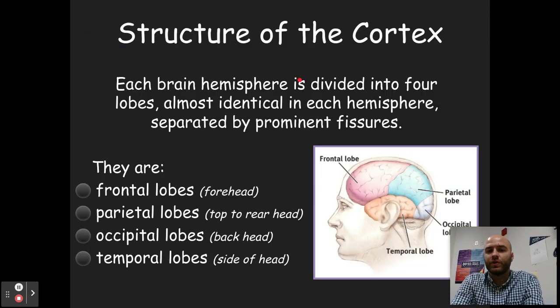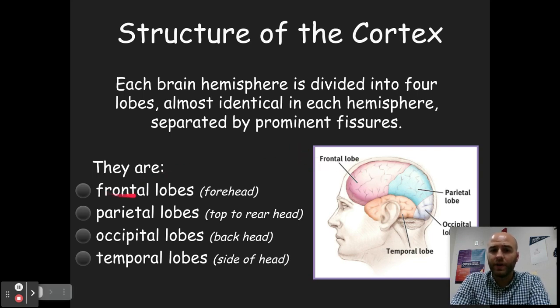So the structure of the cortex, each brain hemisphere is divided into 4 lobes. They're almost identical in each hemisphere, and they're separated by some prominent fissures that separate each part and help us delineate which parts of the brain are responsible for which behaviors and mental processes.